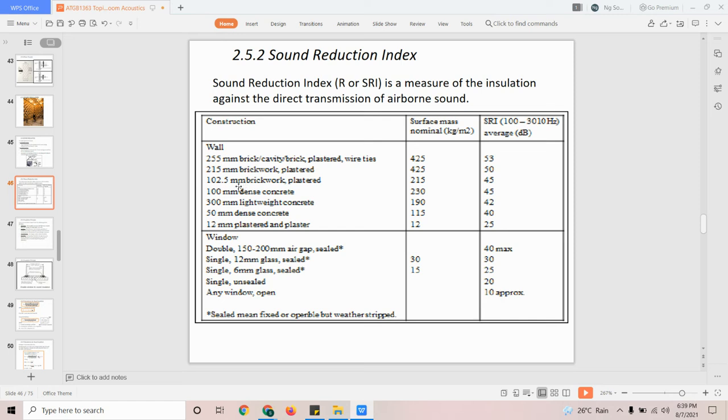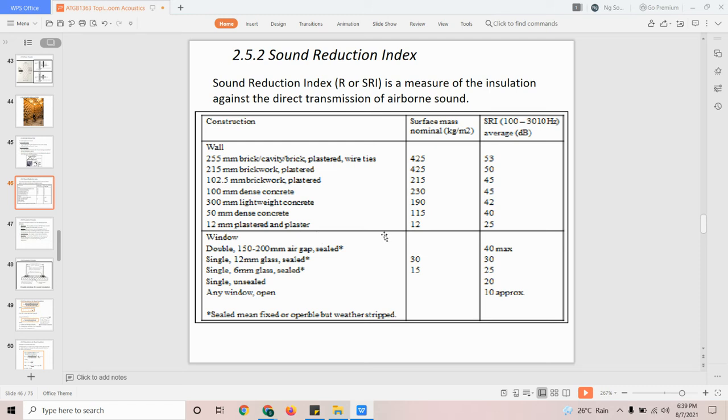But if you were to reduce it, let's say you just have a single layer wall, then you find that this wall is not able to insulate or reduce the transmission of sound as well as the previous wall. And then finally, you have other material, and then you have your plaster.